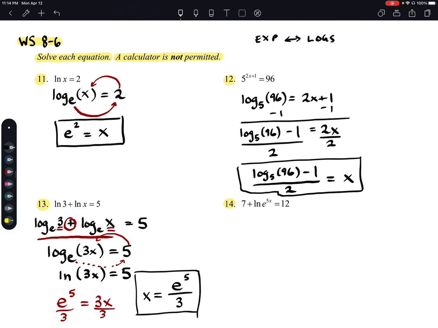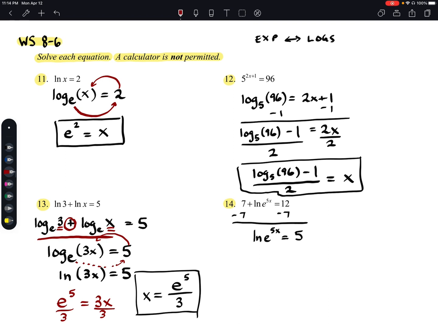Number 14, we have 7 plus the natural log of e raised to the power of 5x equals 12. Okay, so this is like a log equation, and in order for us to solve it, we're going to need to get it to that form where we have just our log with our base, our value equaling our power. So we need to get rid of 7 first. We have the natural log of e to the power of 5x is equal to 5.